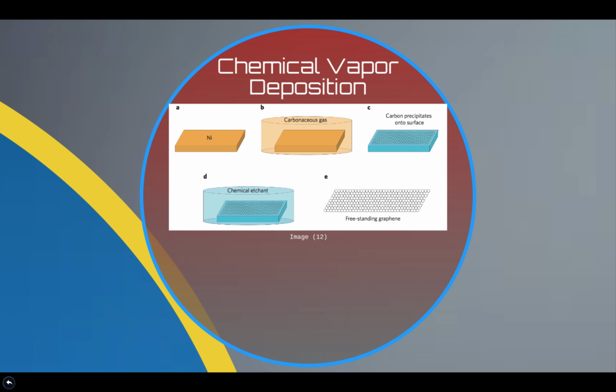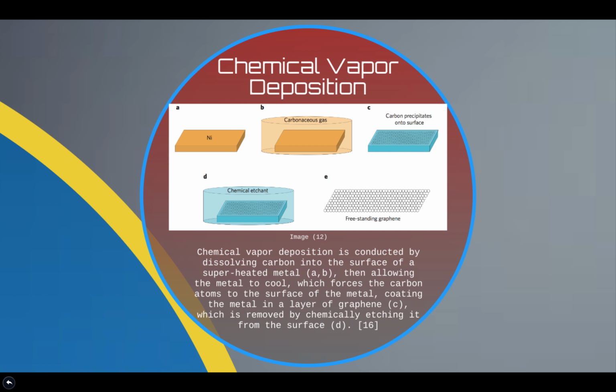Chemical vapor deposition is currently the most widely used method for producing graphene. It is accomplished by dissolving carbon-filled gas into the surface of a superheated metal. When the metal cools, the carbon is forced out and coats the surface of the metal as a graphene layer. This layer of graphene is extracted by chemically etching it from the metal surface.